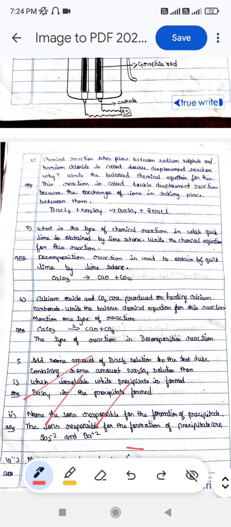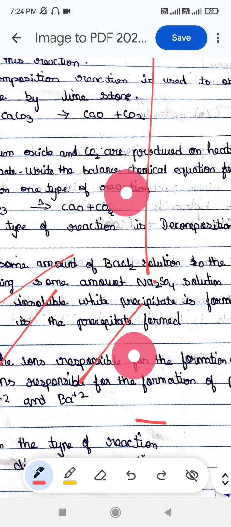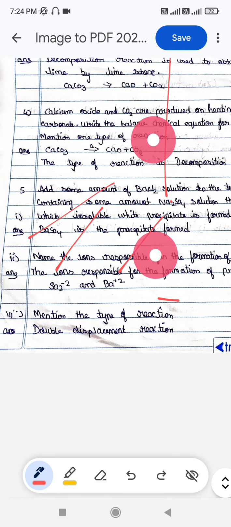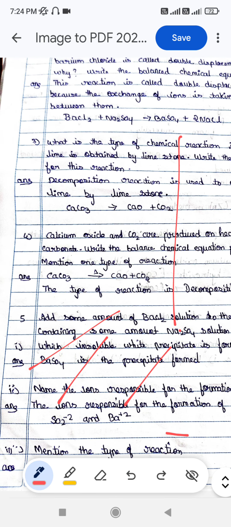Okay, here is the last question. Mention the type of reaction. We already discussed which kind of reaction it is. Double displacement reaction, correct? This is about the important questions of the first chapter.